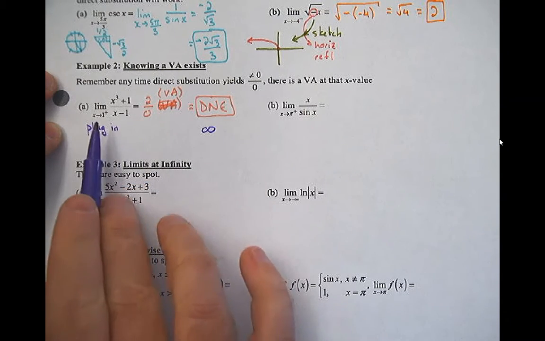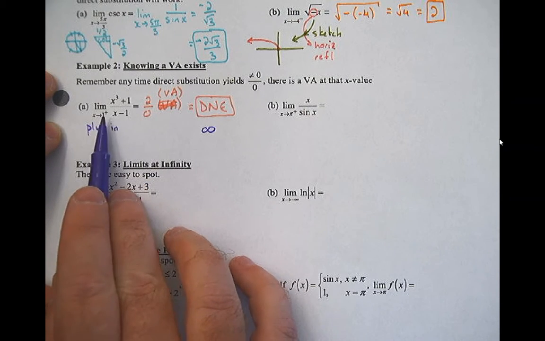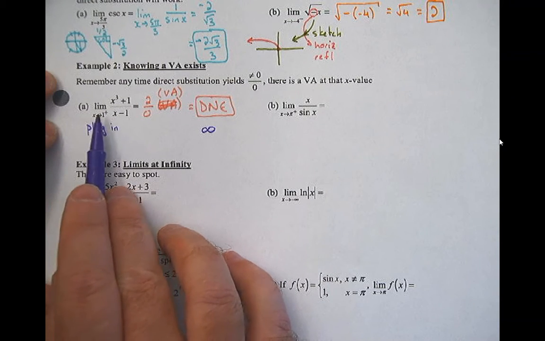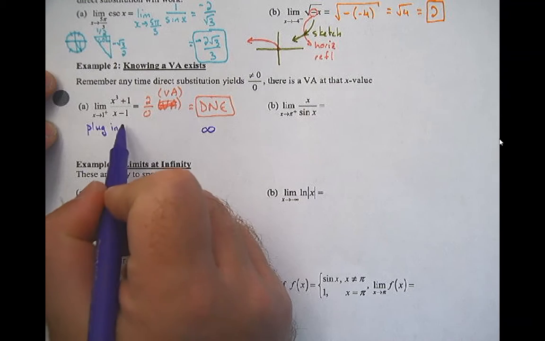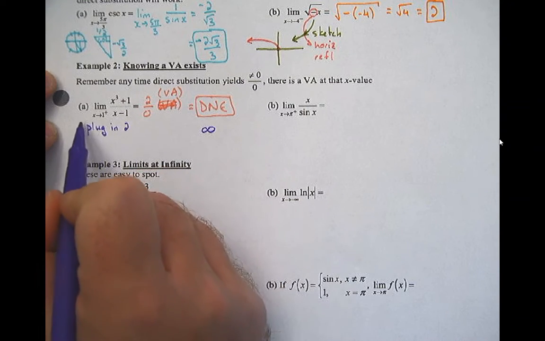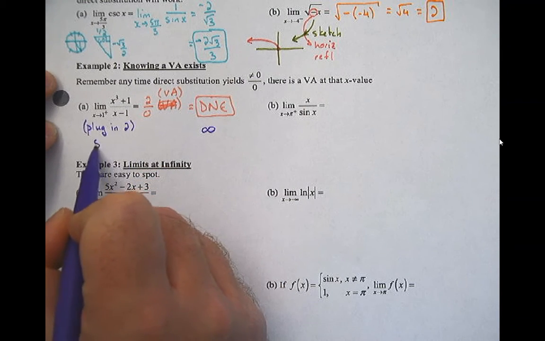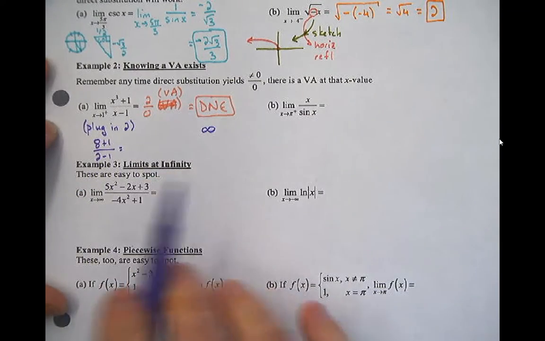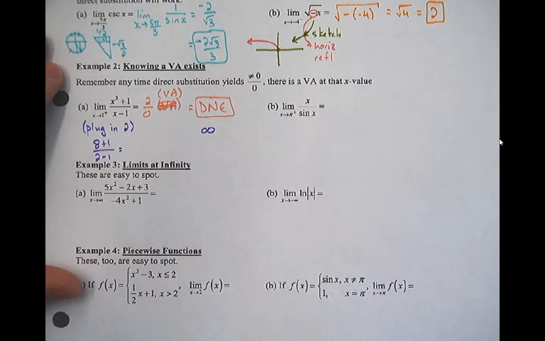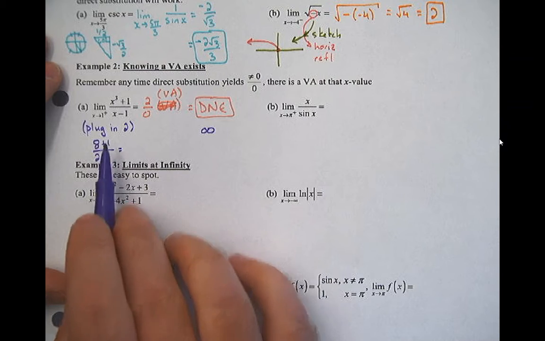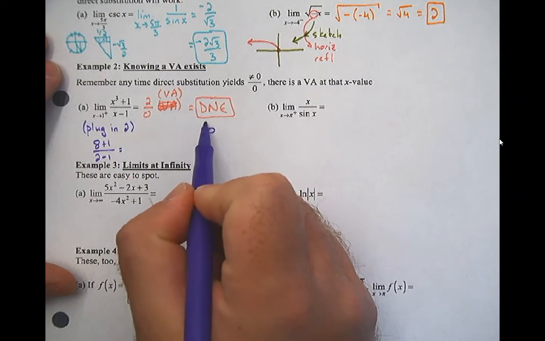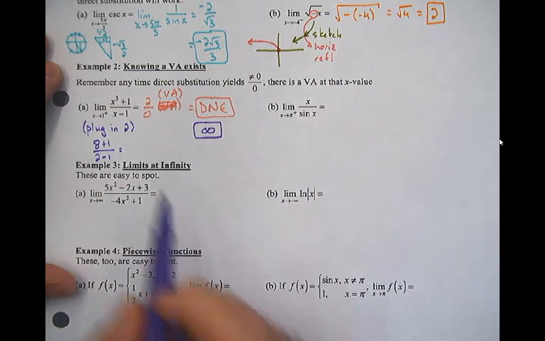To figure out which one, plug in something to the right of 1. If this was to the minus, you would plug in something to the left of 1. So let's plug in something to the right of 1, like 2. When I plug in 2, I get 8 plus 1 over 2 minus 1, which equals, I don't care what the actual answer is. All I care about is what kind of answer it is. 8 plus 1 is a positive. 2 minus 1 is a positive. A positive divided by a positive is a positive. So I know that's going to be infinity.